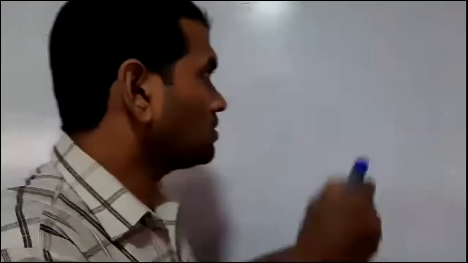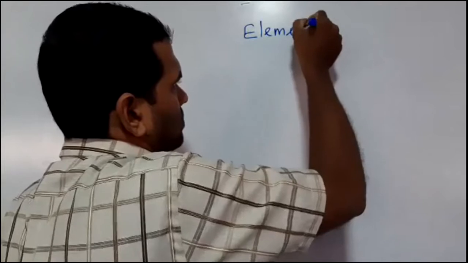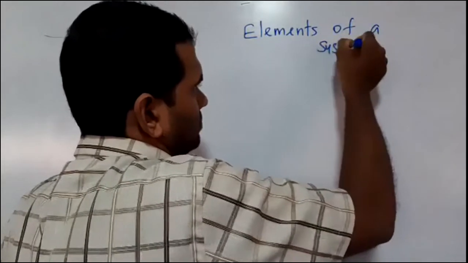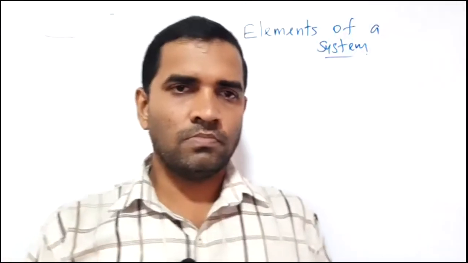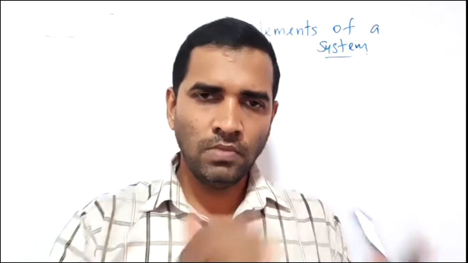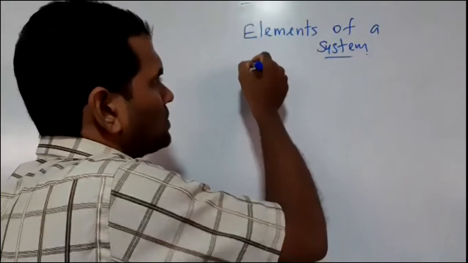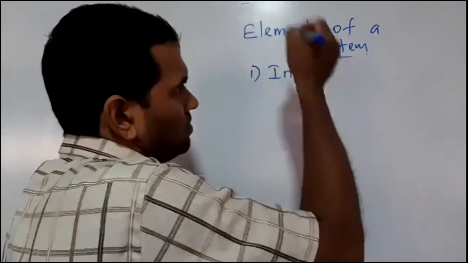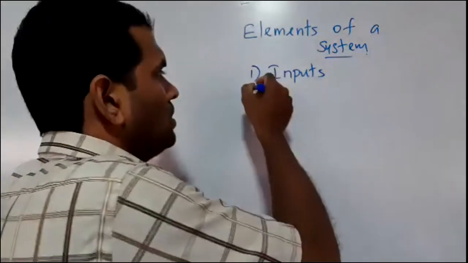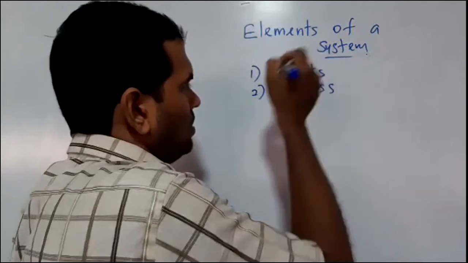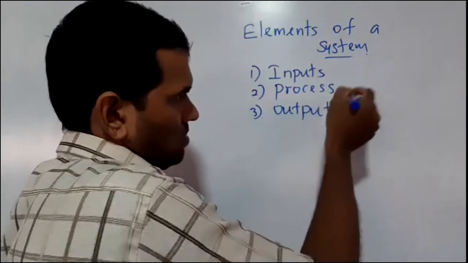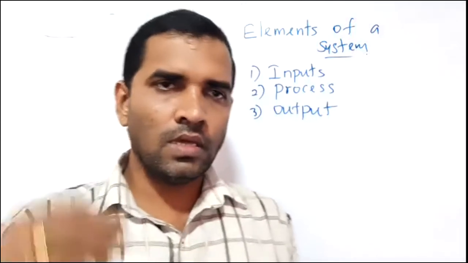If it is a system, there should be three important things, which we call the elements of a system. Every system has three important elements. It may be a small system or a big system; definitely you can find the three elements. I name them first, later we will discuss. The first one is called inputs. Second, process. Third, output. So we can find these three elements in every system.